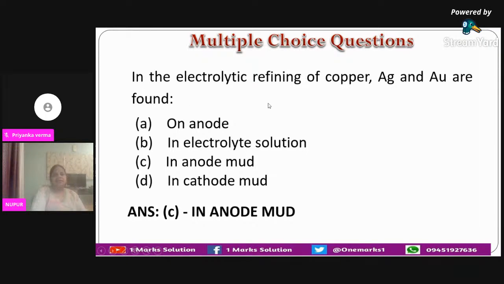In the electrolytic refining of copper, silver and gold are found. See, when copper is refined, the impurities that fall down are containing silver and gold. So, on anode, in the solution, in the anode mud, in the cathode mud. So, actually, there is nothing called cathode mud over there. There is anode mud, and in that anode mud, it is not like mud which we throw away, but we try to get back silver and gold from there.